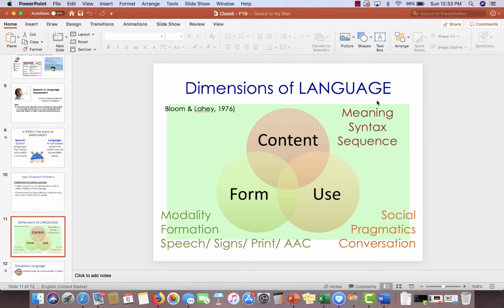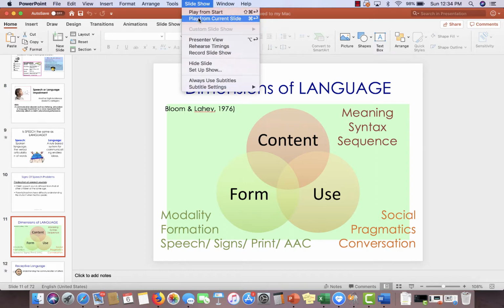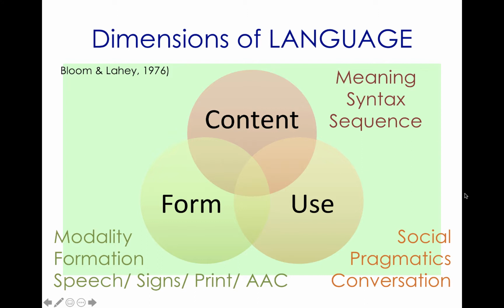Okay, so when we look at language in isolation, what we are actually looking at are three different aspects of it. We're looking at content, we're looking at form, and we're looking at use. So, content refers to, again, meaning, syntax, and the sequence of the language.